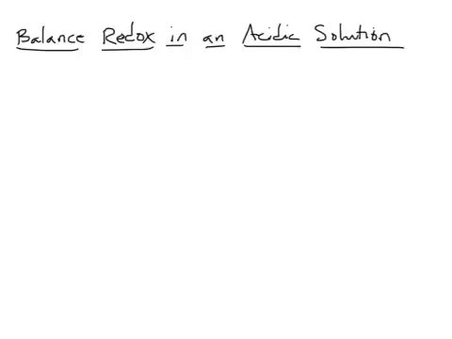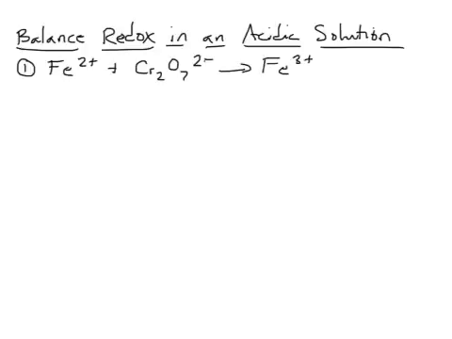So first of all, we're going to start with our unbalanced chemical reaction. We have Fe2+ plus our dichromate ion goes to Fe3+ and a chromium ion. So here's our unbalanced reaction.